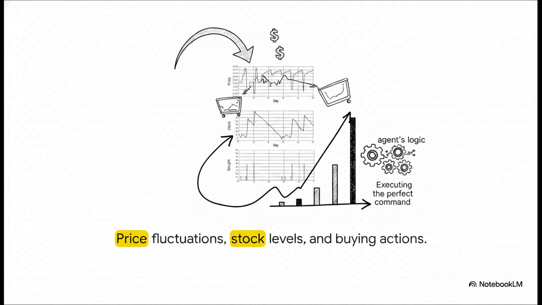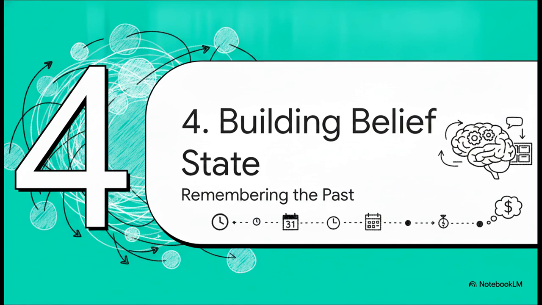Because the agent perceives both a low price and a low stock, boom, the bottom chart shows a massive spike. The agent triggered a command to buy roughly 48 units. It successfully navigated its environment by reading the percepts and executing the perfect command. Which brings us to section 4, building a belief state.